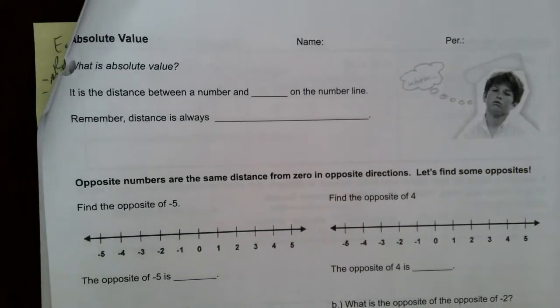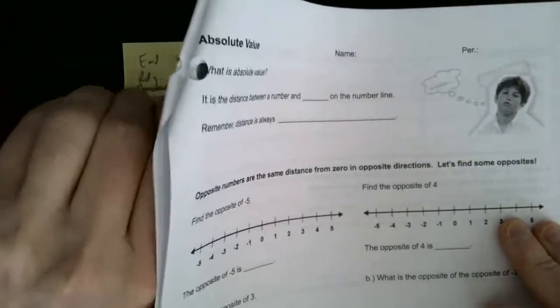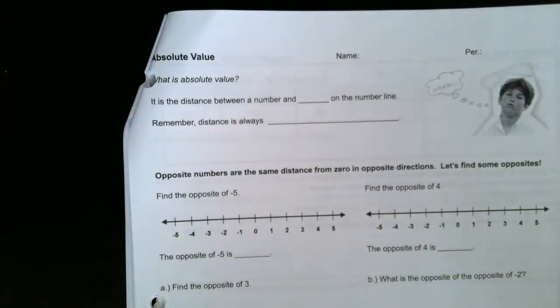Okie dokie. We are going to be on page 11 of the Unit 8 packet. We're going to be on a page called Absolute Value.